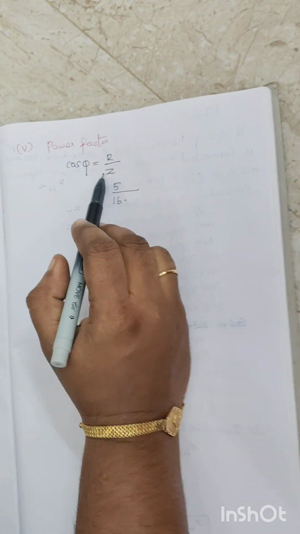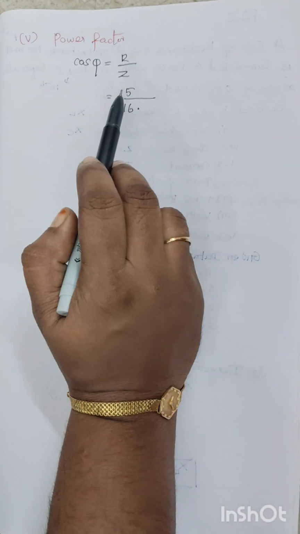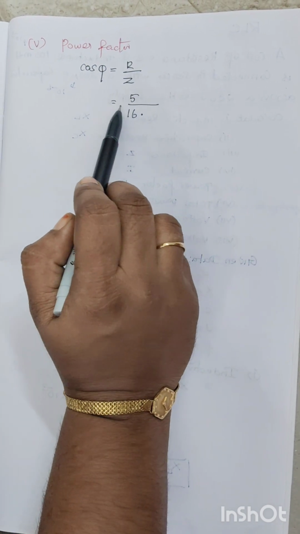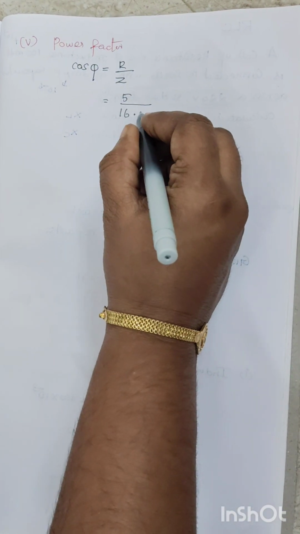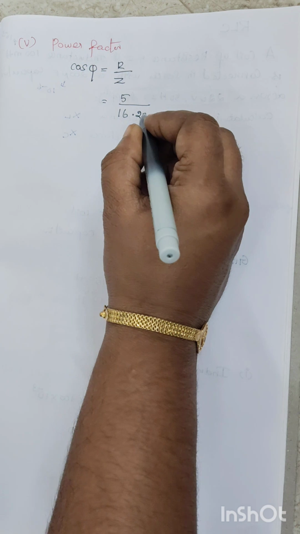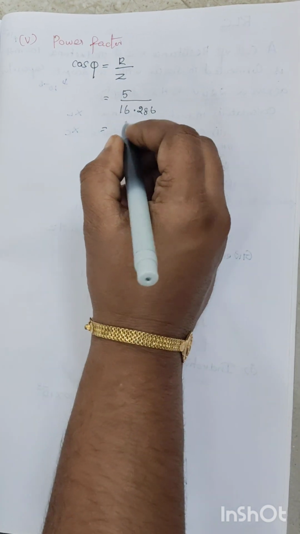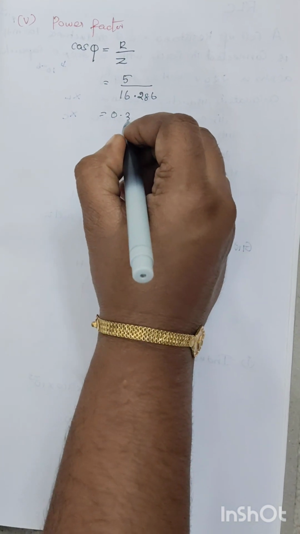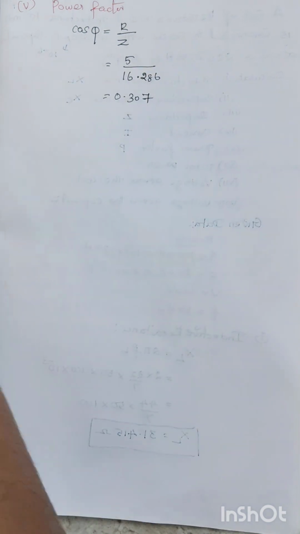Next, you have to calculate the power factor. The power factor cos phi is equal to R by Z. The R value is 5 and the Z value is 16.286. By using the calculation, we obtain the value 0.307.